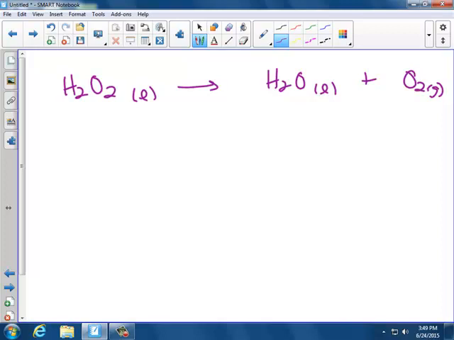Well, what if we put a 2 there? Now what does that mean? We have 4 hydrogens. So now we've got to put a 2 there, so we have 4 hydrogens on that side as well. Now we have 4 oxygens on the reactant side. We have 2 times 1 is 2, and 2 plus 2 is 4 oxygens on the product side. Now we're balanced.